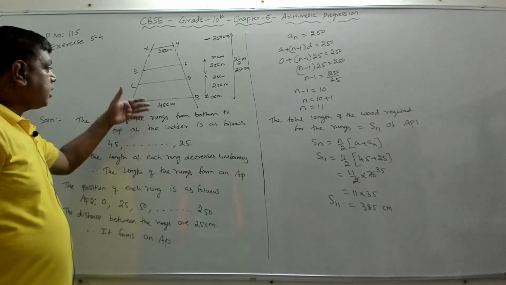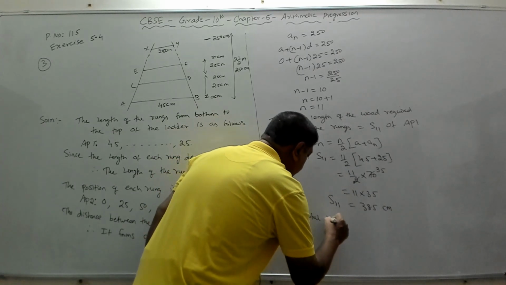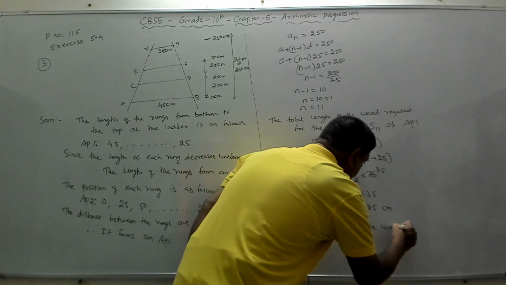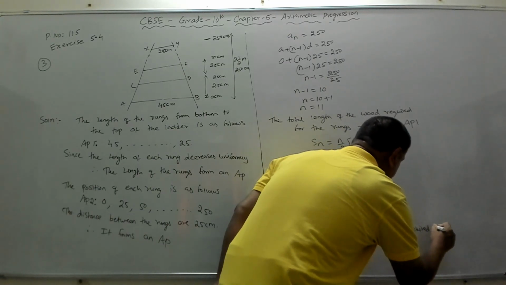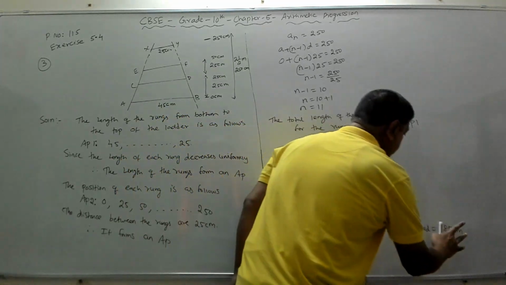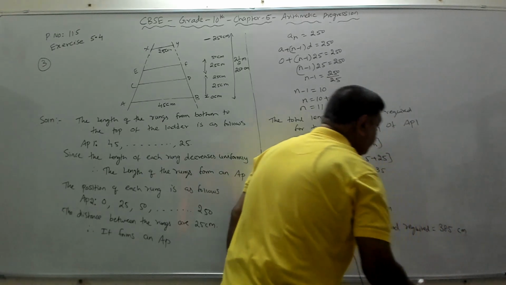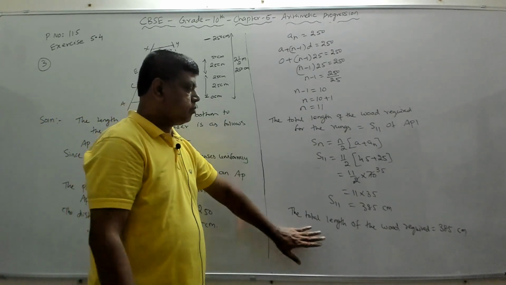So which means you need 385 centimeter of wood to make these rungs. So the total length of the wood required will be equal to 385 centimeter. Right? 385 centimeter of wood is required. Or you can write it as 3.85 meter also. You can write it as 3.85 meter or 385 centimeter. Fine.